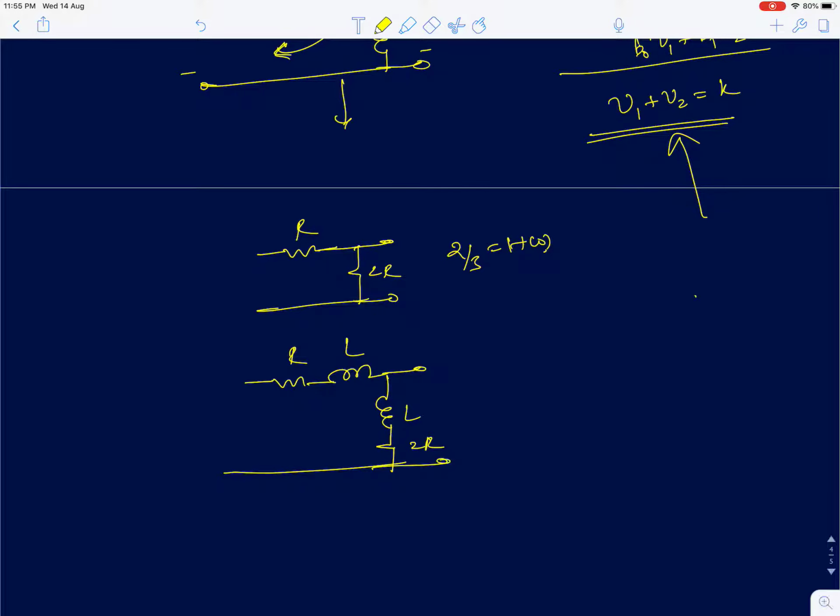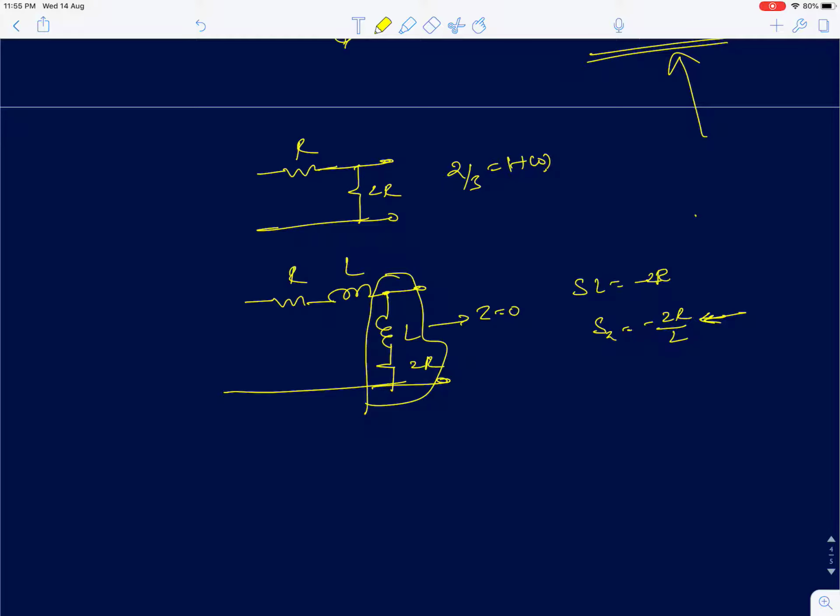So if you are supposed to find the poles and zeros, first we'll find the zeros. The zero can happen when this impedance becomes 0. This impedance tends to 0 at a finite frequency. That happens when SL equals minus 2R, or S_Z equals minus 2R upon L. So this is the frequency at which you get a zero in this circuit. You should remember that at this frequency, this impedance is non-zero.